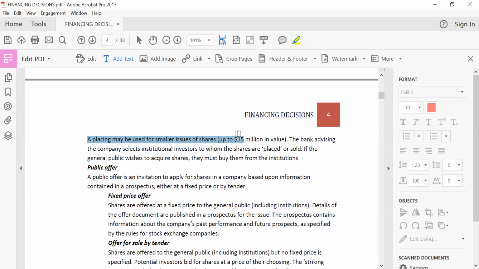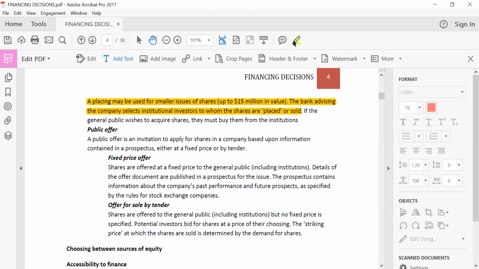A placing may be used for smaller issues of shares, up to $15 million in value. The bank advising the company selects institutional investors to whom the shares are placed or sold. So if the general public wishes to acquire shares, they must buy them from the institutions. That is through placing. So the shares are given to a particular company to make the sale on their behalf. There are two companies here. The main company will be existing, but their shares are given to another company to do the selling to the public on their behalf. So let's look at the next one, public offer.